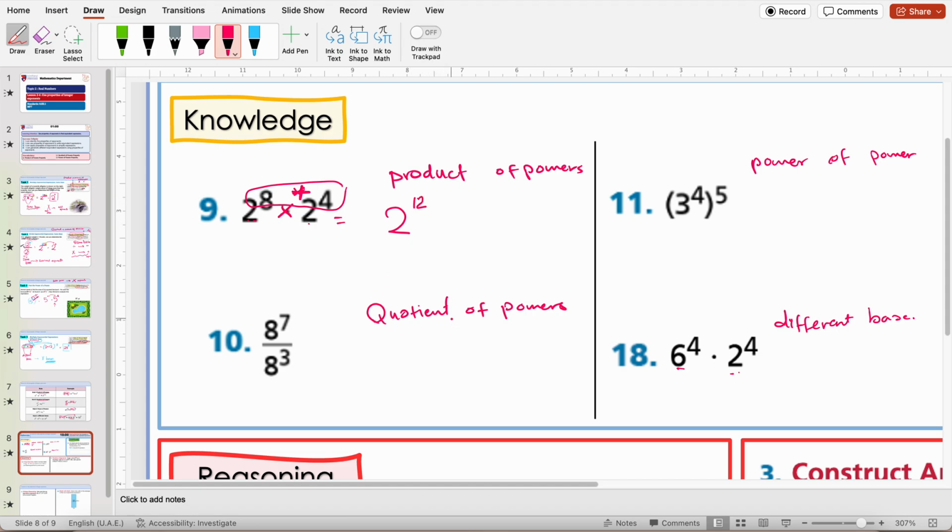Now what if I have quotient of powers? You're gonna keep the same base and subtract the powers. 7 minus 3 is 4, so 8 to the power of 4. Power of power, you need to multiply. 3 to the power of 4 times 5 is 20. Different bases, you're just gonna gather the power out and multiply 6 times 2, which is 12 to the power of 4. That's it.